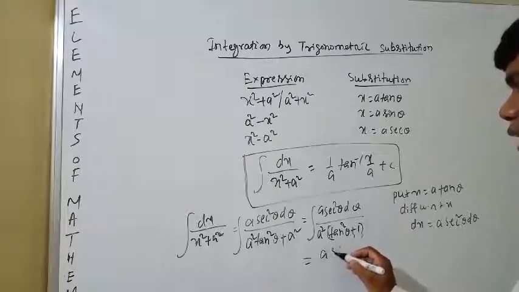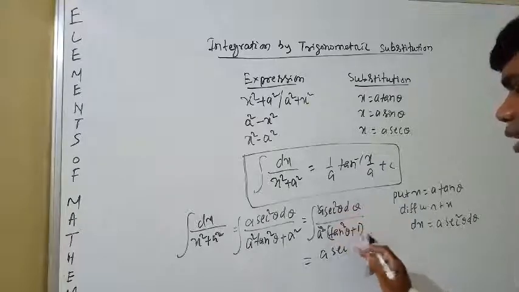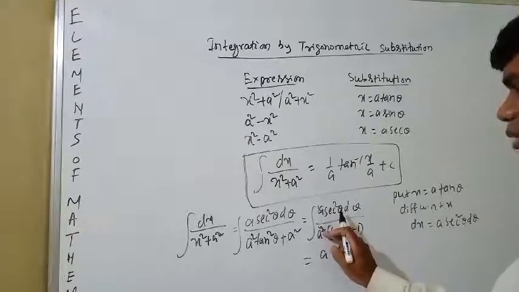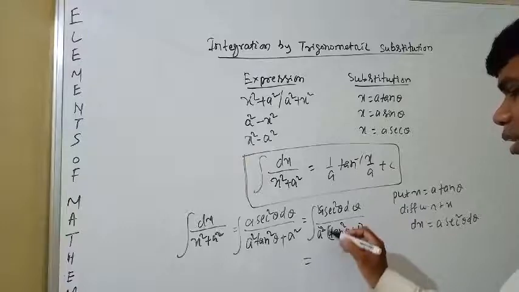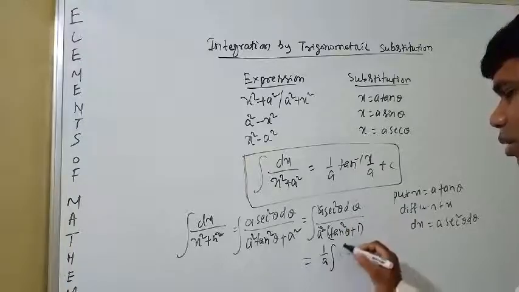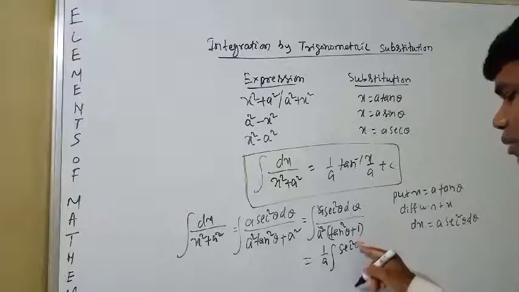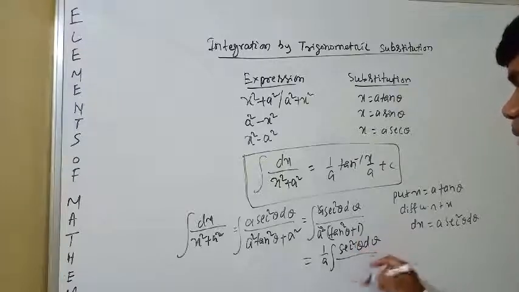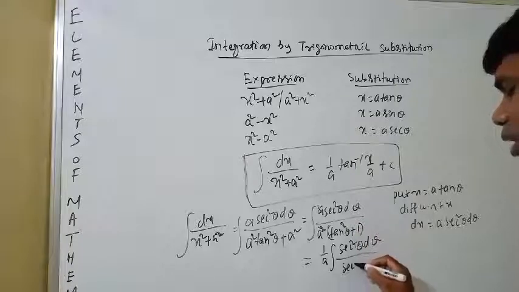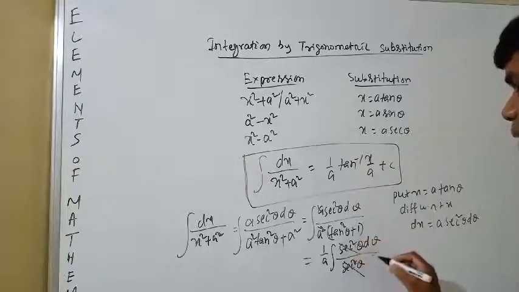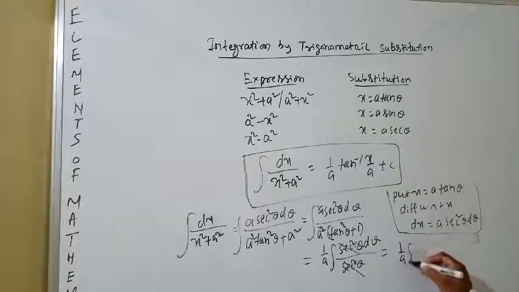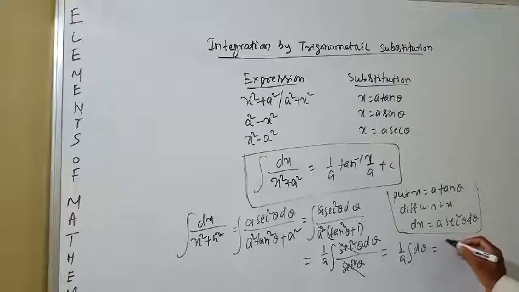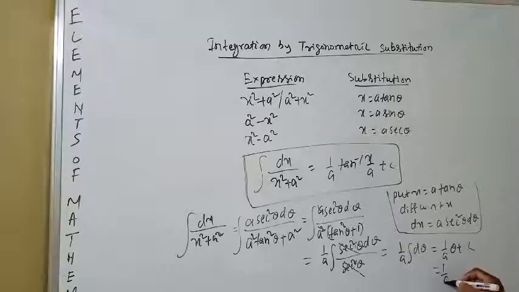You see a and a square, a and this a square will cancel out. We can get a only, that is taking common 1 by a, sec square theta d theta. You know the formula, tan square theta plus 1 is equal to sec square theta. Sec square theta will cancel out. You can get 1 by a only d theta. So 1 by a d theta, integration of d theta is equal to theta plus c, is equal to 1 by a theta.